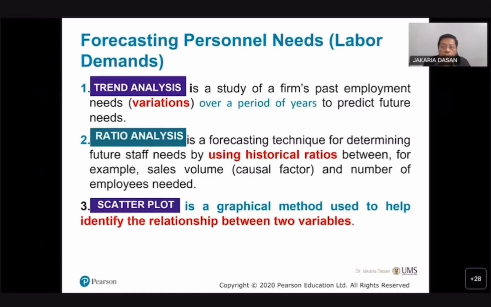Three approaches of doing planning. How are we going to choose our personnel? How many personnel are needed? People or employers, they have three approaches to follow. The first one is trend analysis.